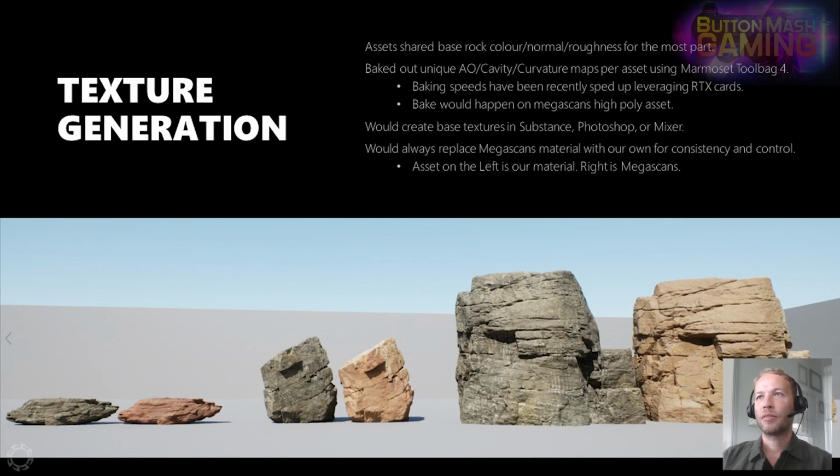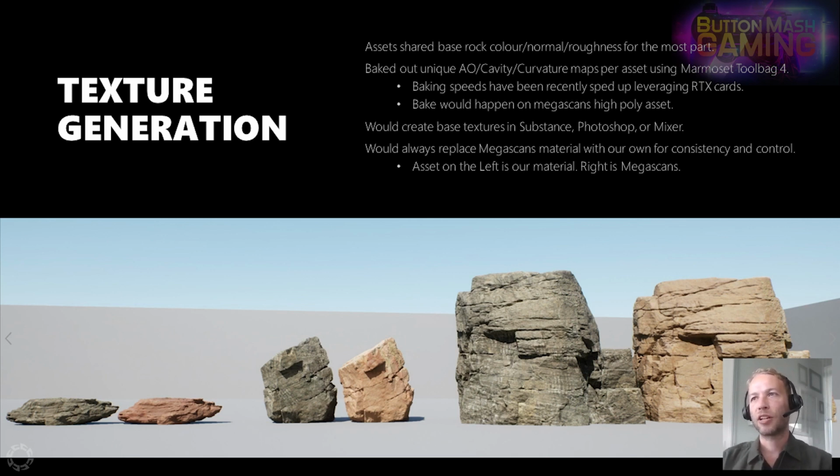Texture generation. Assets shared a base rock color, normal, and roughness texture for the most part. We did bake out unique AO, cavity, and curvature maps per asset using Marmoset Toolbag 4. Speeds have been recently sped up using RTX cards. And the bake would happen on the Megascans high poly asset, just to get the most detail baked down.